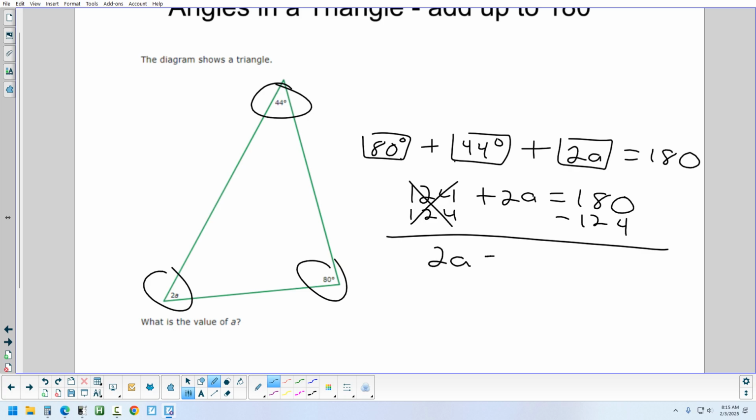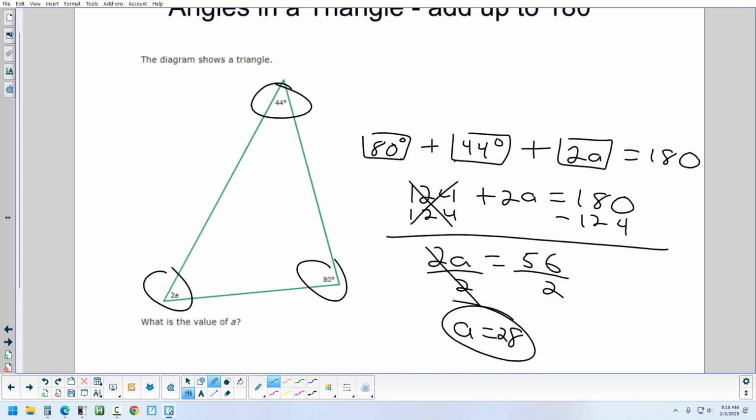Okay, so that's gone. And when we subtract 124 from 180, that's going to give me how much? 56. Okay, and now I'm at my last step. How do we get A by itself? Divide by 2. Yep, you can divide each side by 2. So that means A is how much? Yeah. 28. Yep, A is 28. And that's what they wanted to know.